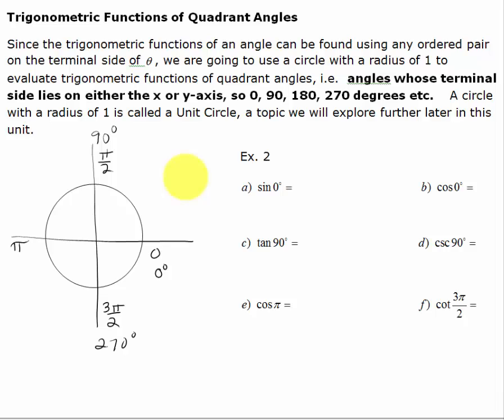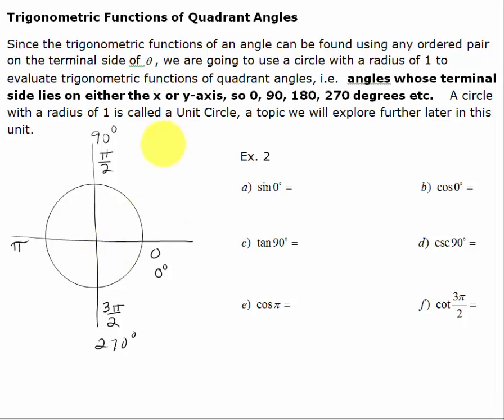So, since the new definition that you were given of trigonometric functions of any angle was based on an ordered pair that was on the terminal side of the angle, we could use any ordered pair that's on a terminal side of an angle and we'd get the same trig ratio. Remember, trigonometric functions are functions, and so for every input there's only one output. So what we're going to do here is use what we call a unit circle, or a circle with a radius of 1.